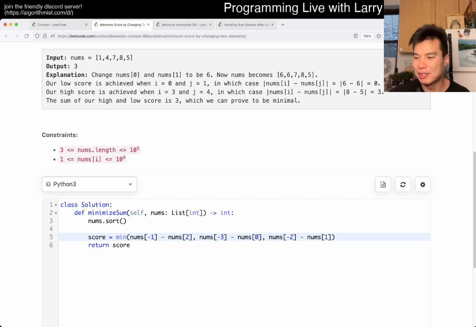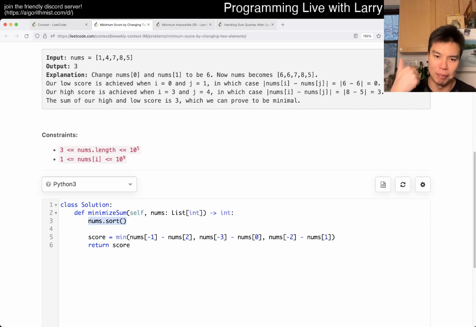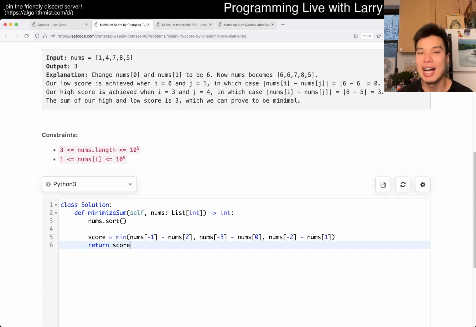The complexity here is obviously n log n for the sort, and then the rest is O of 1. There's just 3 subtractions and a minimization. But if you're really careful, you can actually do this in linear time. It's just about getting the min 3 numbers and the max 3 numbers. The code would be harder to write, probably not that much harder, but you would have to be more careful about it, at least for me. That's why I didn't do it that way. But you can do this in linear time and constant space.